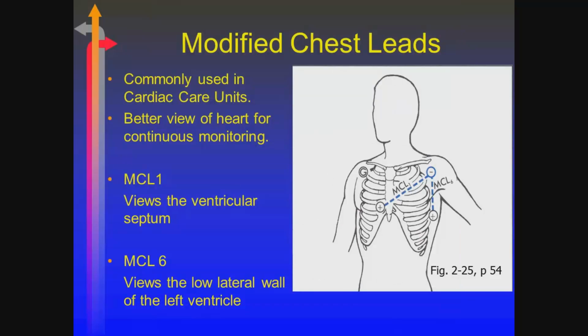Now there is something called chest leads, modified chest leads. And this is what we typically use in the cardiac care unit. The typical ones we would use mostly are MCL1 and MCL6. Modified chest leads are basically mimicking what happens when you have V1 or V6, and they're using them on a continuous basis. And why we use them primarily is to distinguish if a bundle branch block is right or left, or if a PVC is originating from the right side of the heart or the left side.